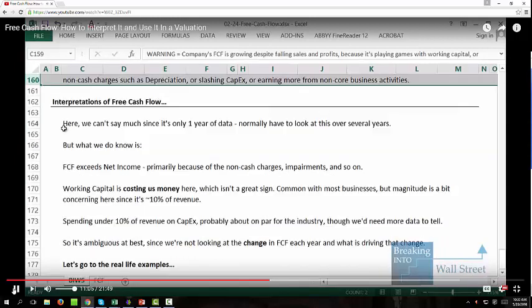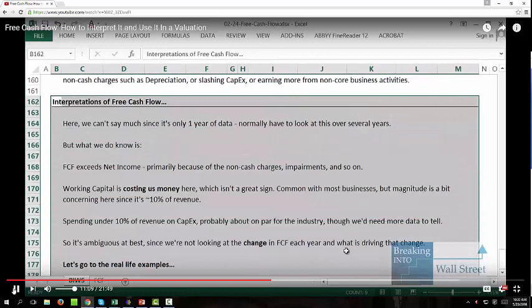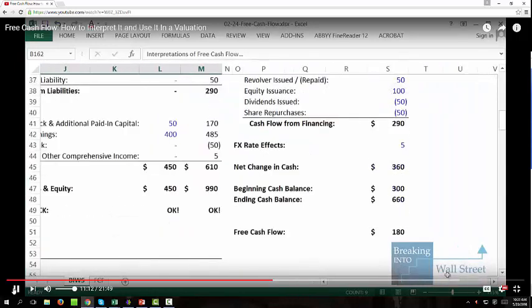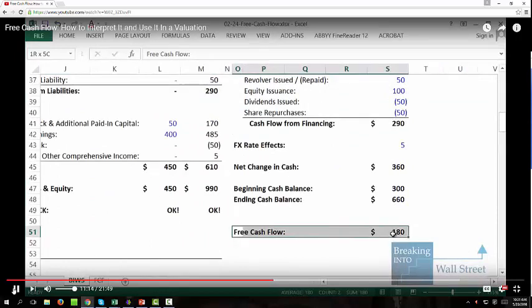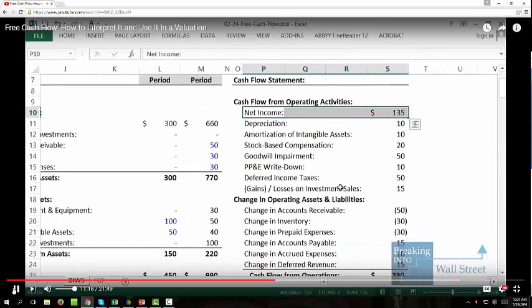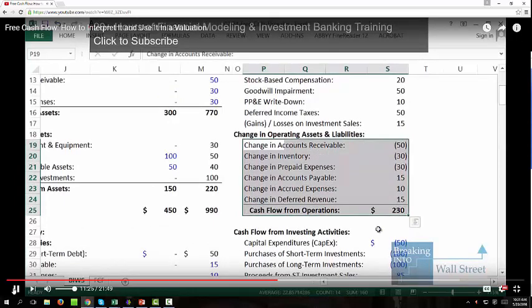Now, the interpretation here, you can't really say much because we only have 1 year of data, but what is interesting is, I'll go up and show you this again, free cash flow of 180. So this exceeds our net income here. So it appears that our business is throwing off more cash than we'd expect from just looking at the income statement. We can see some of the changes in working capital here, that overall we're spending more in assets than we're getting from liabilities going up.